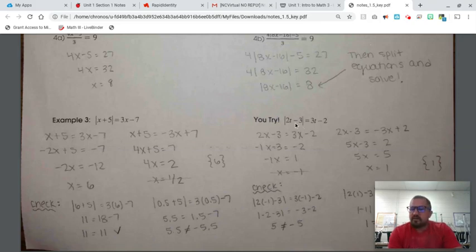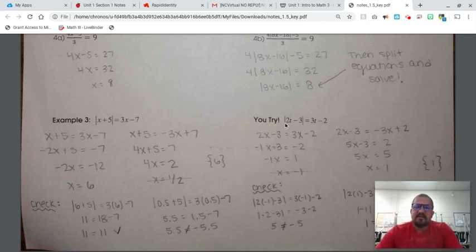Over here, you're going to do the same thing. It says the absolute value of 2x minus 3, it's already there, equals 3x minus 2. So you're just going to drop the absolute value bars and say 2x minus 3 equals 3x minus 2. And then the opposite, 2x minus 3 equals negative 3x plus 2. And then you will solve those two out.